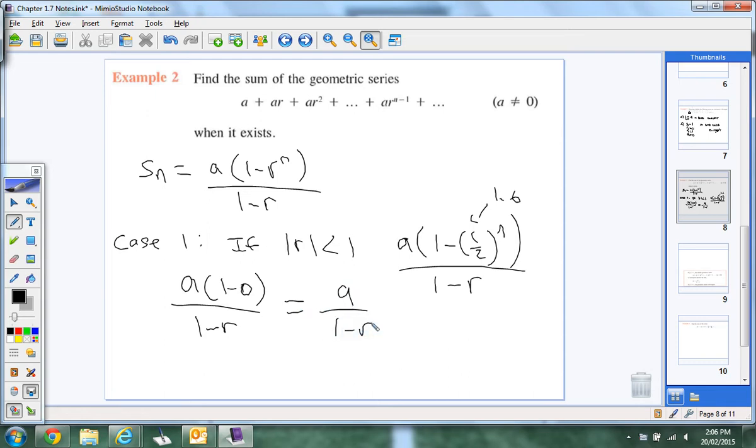The only time we can find the sum of a geometric series is when r is within these restrictions. Because what if my r is 2? What happens then?